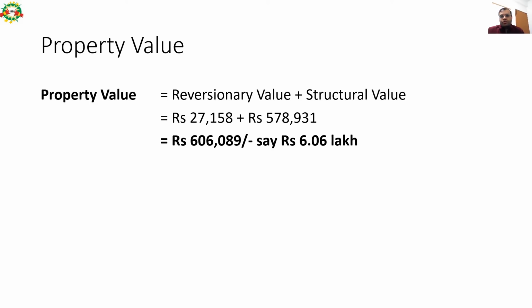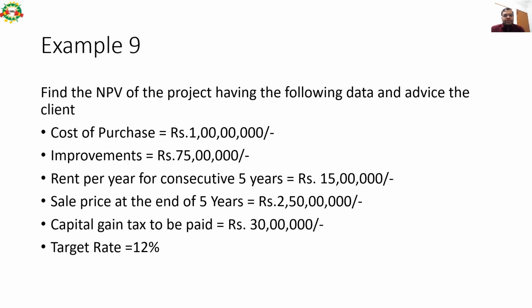So total property value is reversionary value plus structural value. So it gives us a value of 6,06,000 rupees in total. That is the answer. Next example is find NPV.